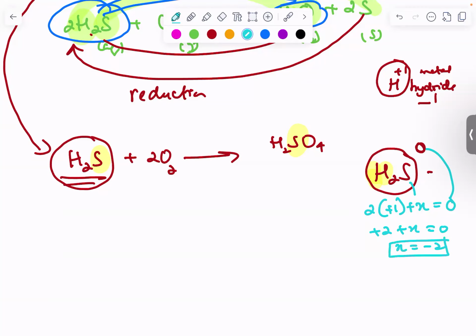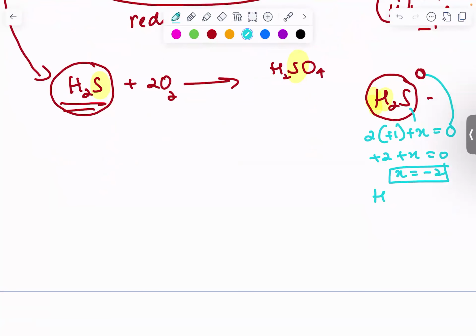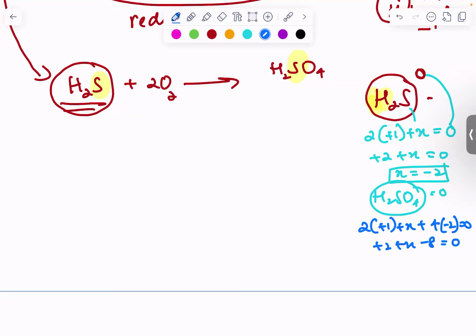Is it clear? Now H2SO4. Again, the overall would be 0, right? So that would be 2 plus 1 plus x plus what is O? Minus 2. You know about that, right? 4 times minus 2 is equal to 0. Solve it. Plus 2 plus x minus 8 is equal to 0. Minus 8 and plus 2 would be x minus 6 is equal to 0. And x is equal to plus 6. Are you getting my point?